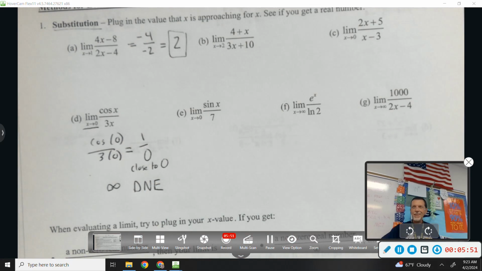So infinity and DNE, they're not the same thing. Infinity is a subset of DNE. If it's infinity, that means it does not exist.